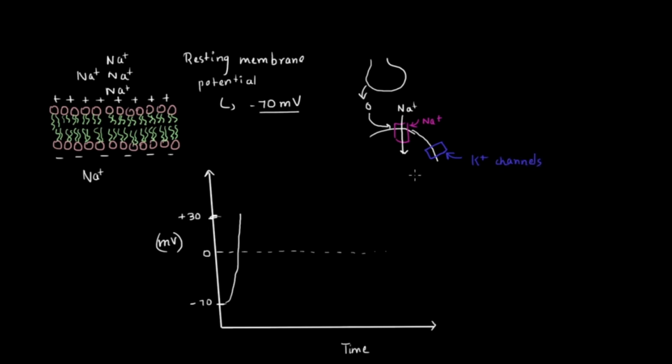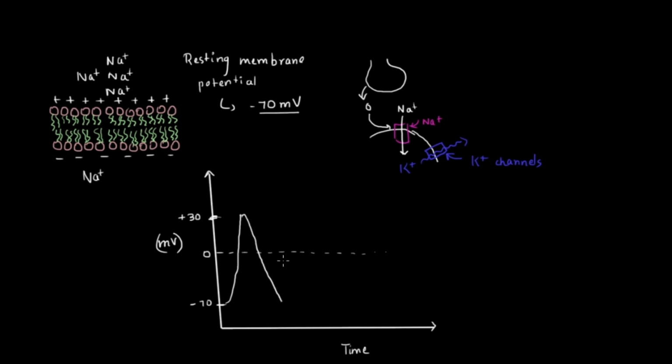Now in contrast to sodium ions, potassium ions are more present inside the cell rather than outside. So as the potassium channels open, the potassium ions from inside the cell rush outside the cell. Now as the potassium channels open and the potassium ions rush out, what happens? The membrane potential again starts to restore. So it again gets to negative.